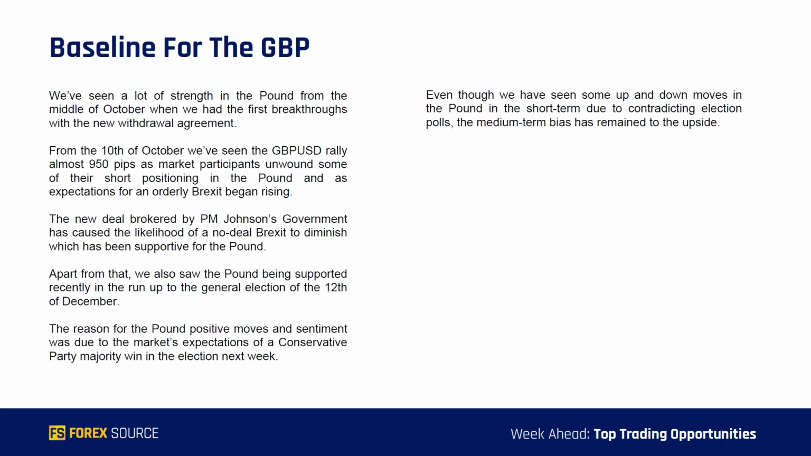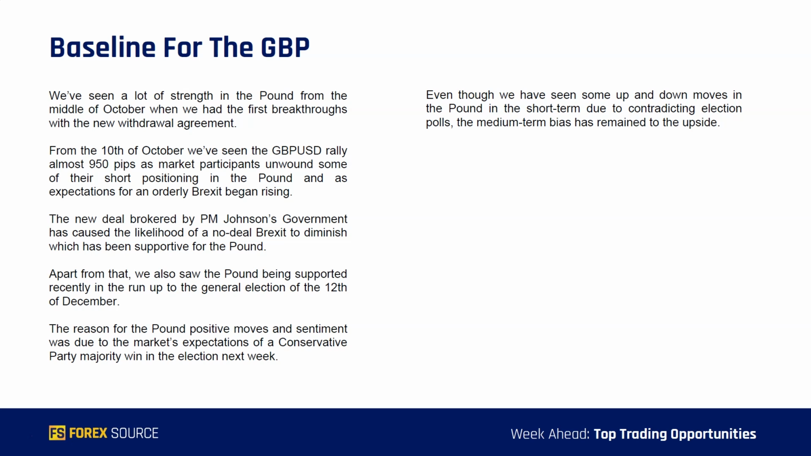Now, we've seen a lot of strength in the pound from the middle of October, when we had those first breakthroughs with regards to the new withdrawal agreement. Now, if we look at the charts, we can see that from the 10th of October, across the board, we've seen huge moves in the pound. And if we look at the pound USD specifically, it has rallied almost 950 pips from the 10th of October as the market started to unwind some of the short positioning in the pound as those expectations for an orderly Brexit began rising. Now, the new deal brokered by PM Johnson's government has caused the likelihood of a no-deal Brexit to diminish, which has also been supportive for the pound in the medium term.